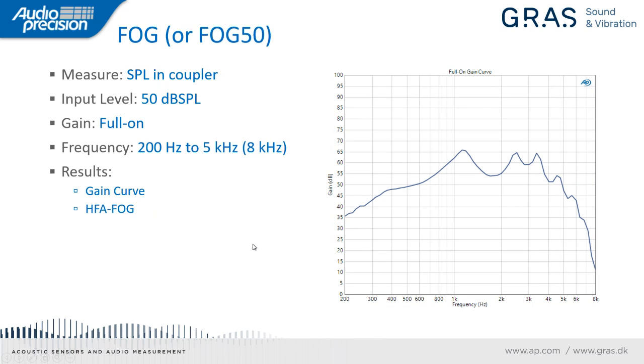The full-on gain, or FOG 50, again, we're measuring the sound pressure level in the coupler. In this case, the input level is 50 dB/SPL, and the hearing aid is at full-on gain. We cover the same frequency range, and the results in this case are the gain curve, as shown on the right here. And we want to measure also the high-frequency average FOG.